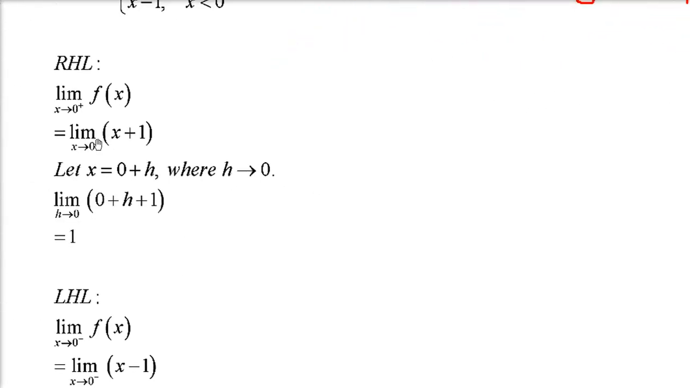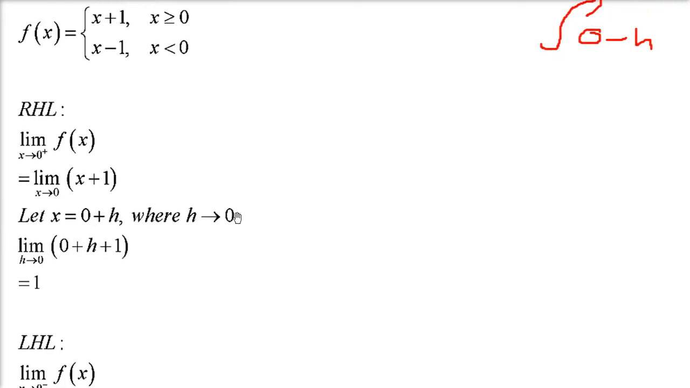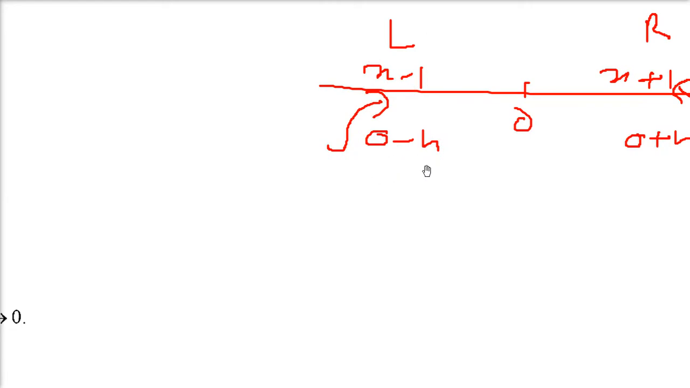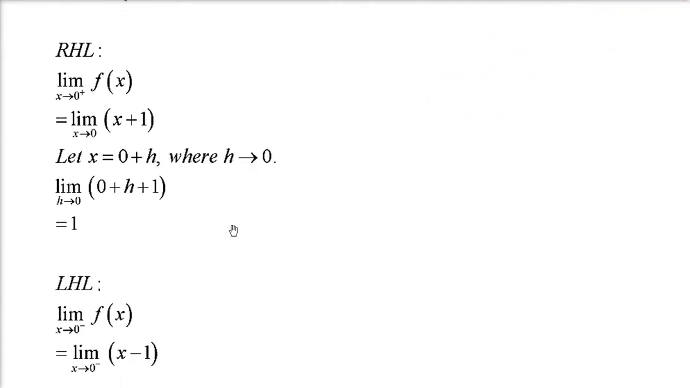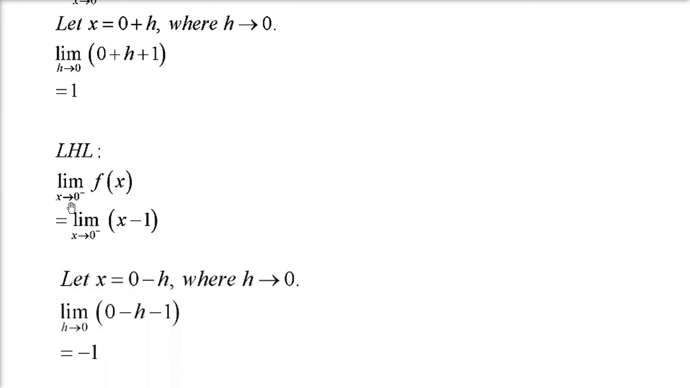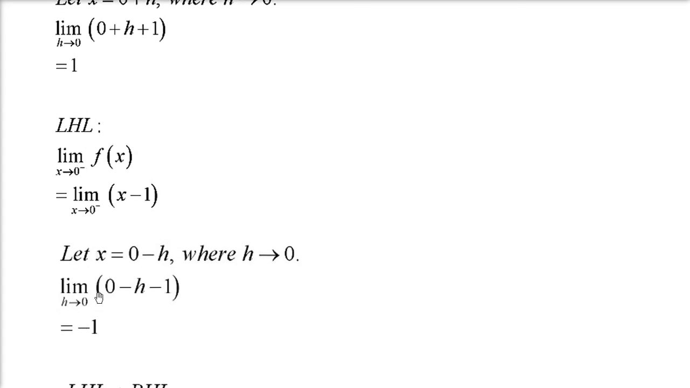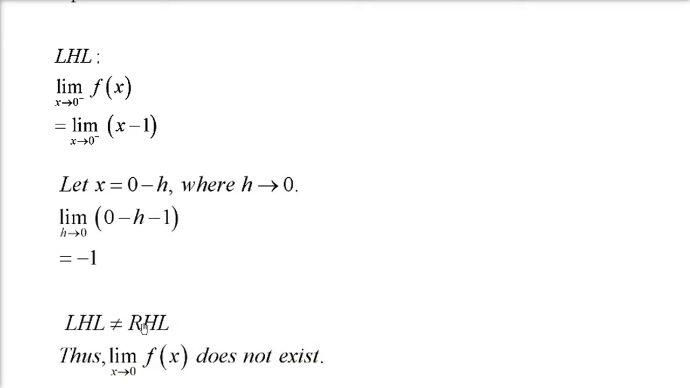In place of x put 0 plus h, so 0 plus h plus 1, h is 0, so 1 will be the answer. On the left hand side, we have to put x minus 1, and in place of x you put 0 minus h. So 0 minus h minus 1, h is 0, so you get minus 1. So we have left hand limit not equal to right hand limit. That means the limit does not exist.